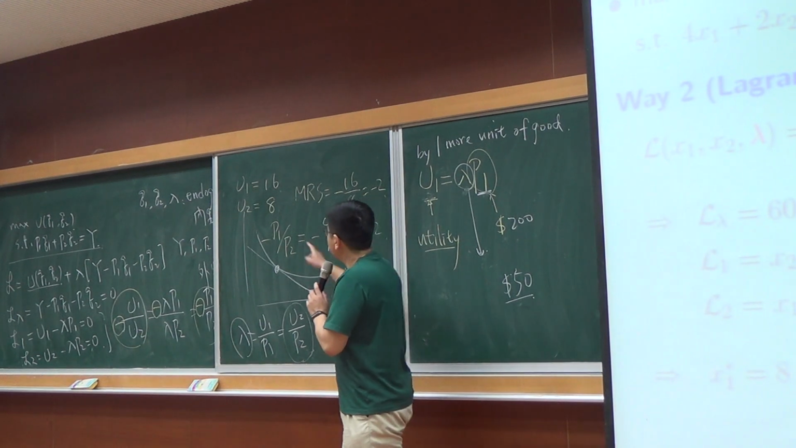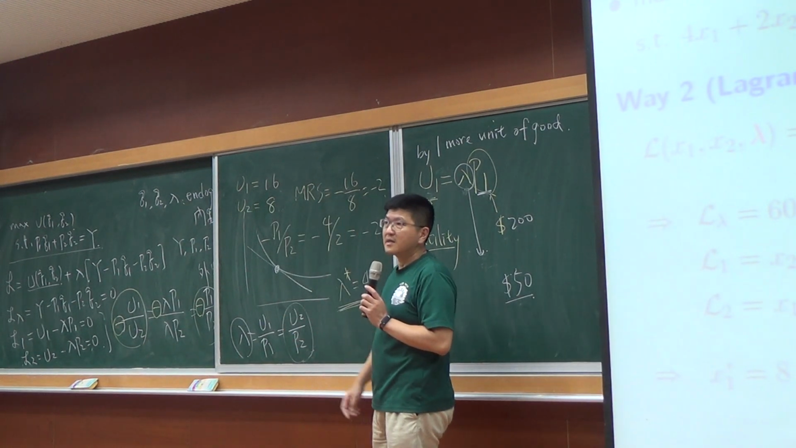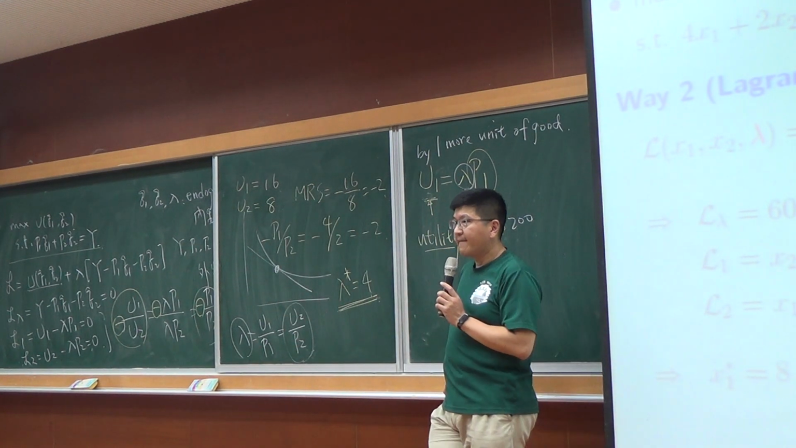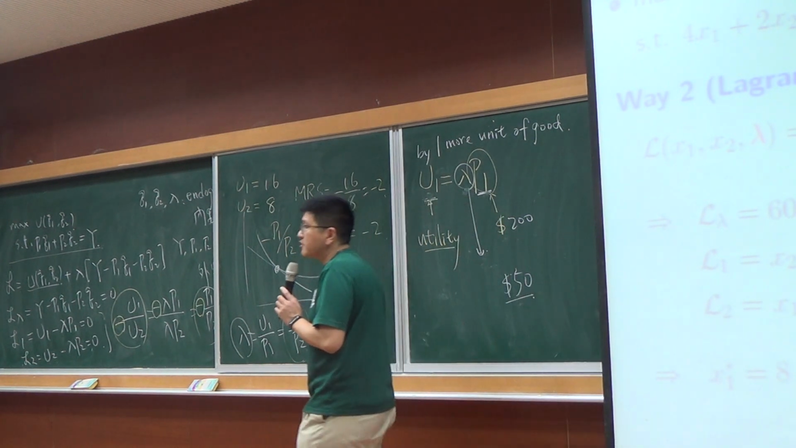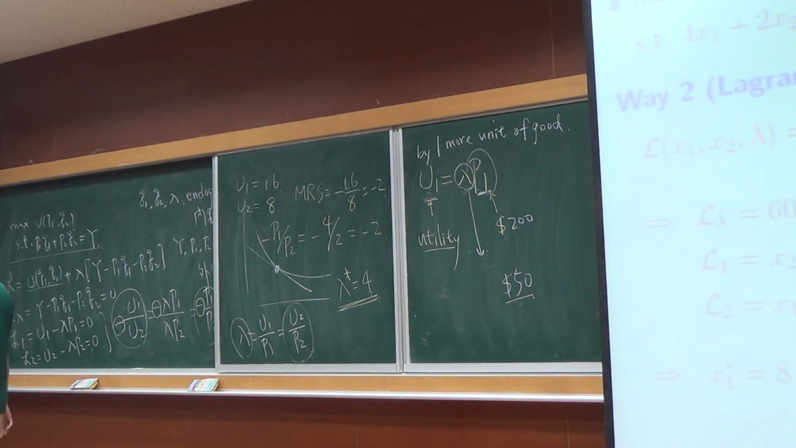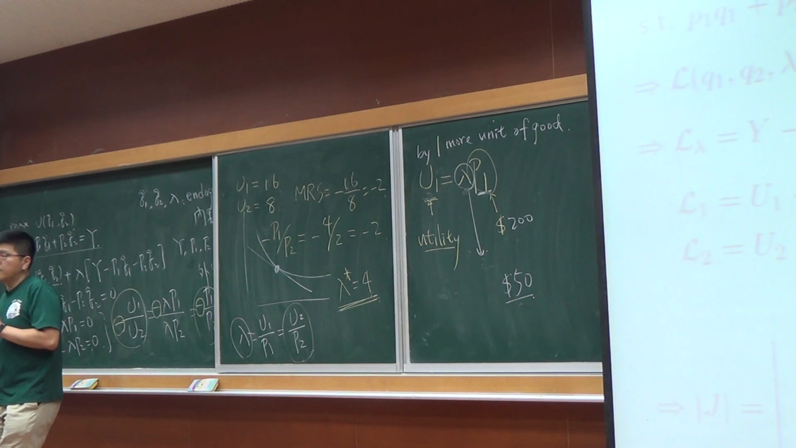2 would be 8. Right? So it's just a numerical case or example of the general case. This is the general case.